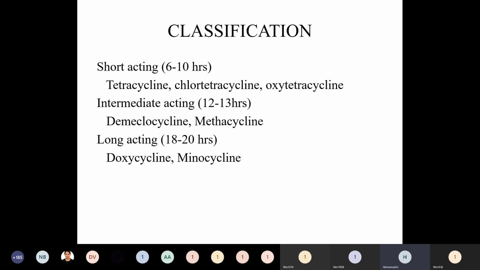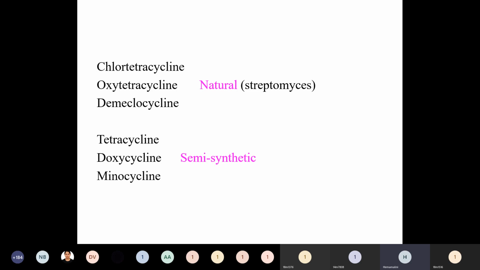Then coming to the classification, they are mainly classified into 3 groups: short acting, intermediate acting and long acting. Short acting, they act about 6 to 10 hours. They are tetracycline, chlortetracycline, oxytetracycline. Intermediate acting drugs act about 12 to 13 hours: demeclocycline, methacycline. Long acting, about 18 to 20 hours: doxycycline and minocycline. Again, they are classified into naturally obtained, that is from soil, Streptomyces, and semisynthetic ones. The natural ones are chlortetracycline, oxytetracycline and demeclocycline, and the semisynthetic are tetracycline, doxycycline and minocycline.